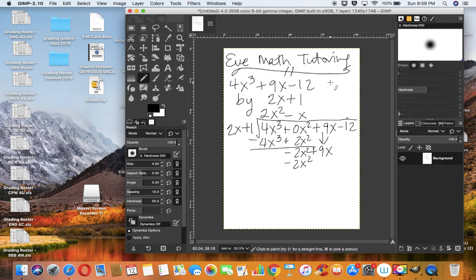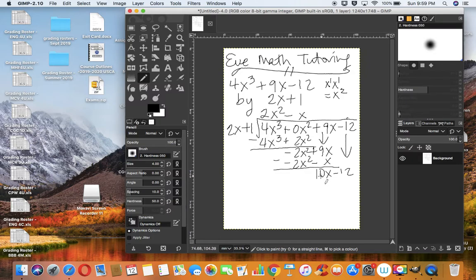So basically, when you're multiplying x times x, they both have an exponent of 1, and when you multiply two things with the same base, you have to add the exponents. So that's how I get the x squared here. Then we do negative x times plus 1, and we get negative x, and then we subtract. So this minus this is 0, 9 minus negative x gives me 10x. And then I bring down the negative 12.